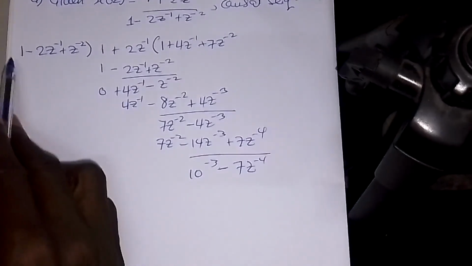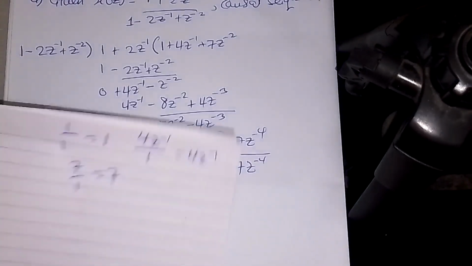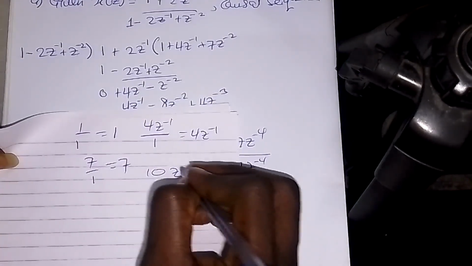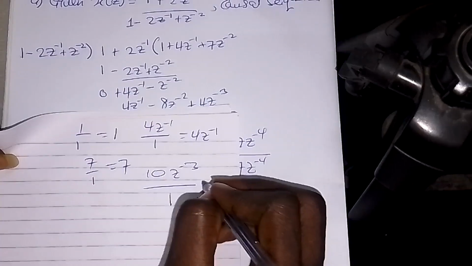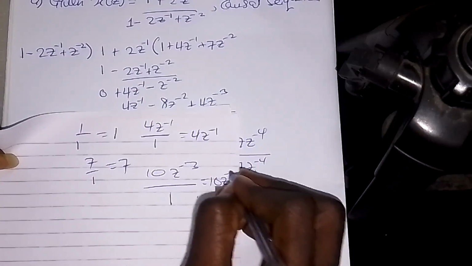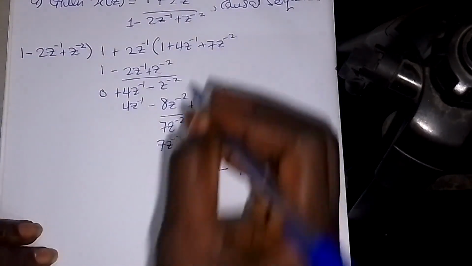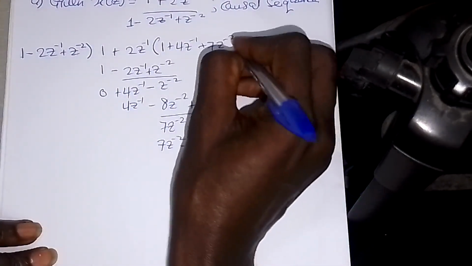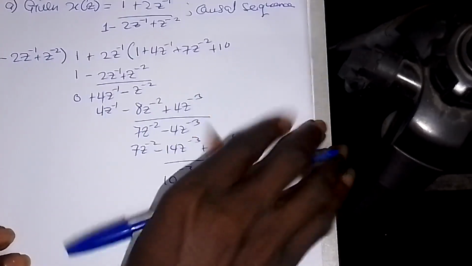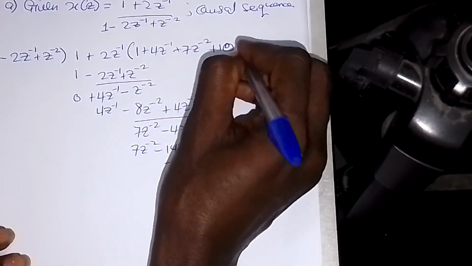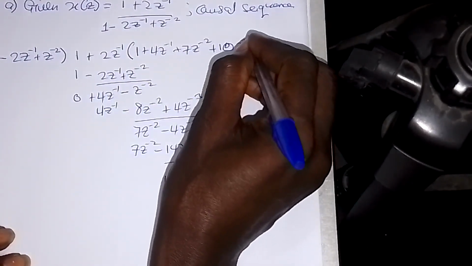Now here, how many times can this go here? It will just be minus 10z^-3 over 1, which is equal to 10z^-3. So now here I can put plus 10z^-3.